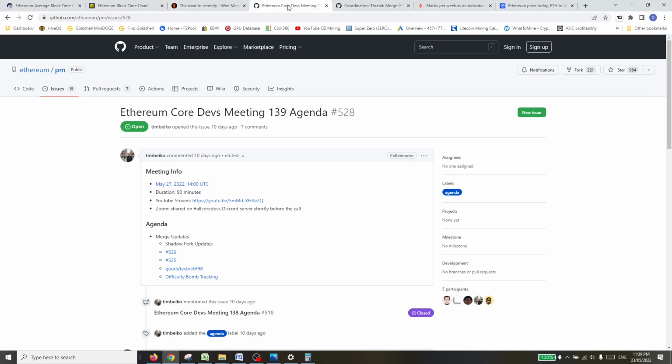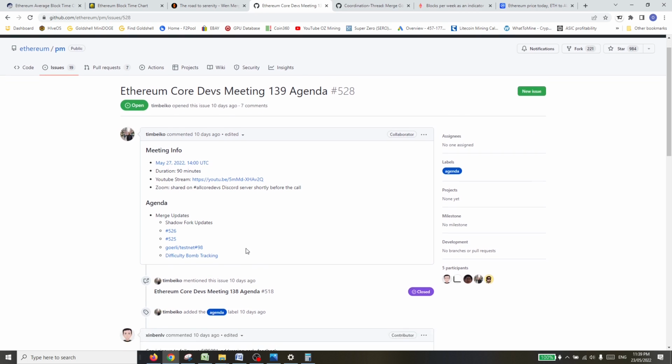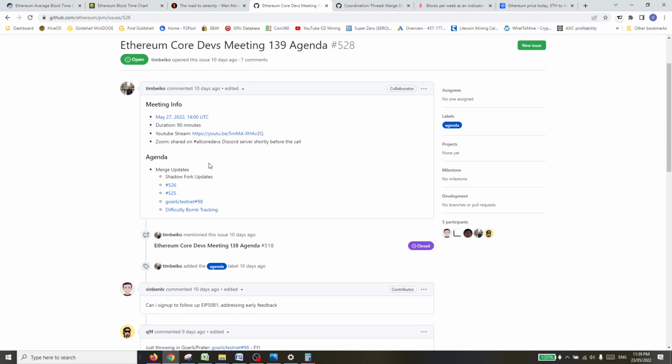So with that said, let's just look up here. Another good link is on GitHub. They have got the All Core Devs 139 scheduled for the 27th of May at 1400 hours UTC. 90 minutes is normal. And look at the agenda: merge updates, shadow fork updates. There are some other elements here. I'm sure we'll be talking about Ropsten. They've also got the Goerli testnet in there as well.